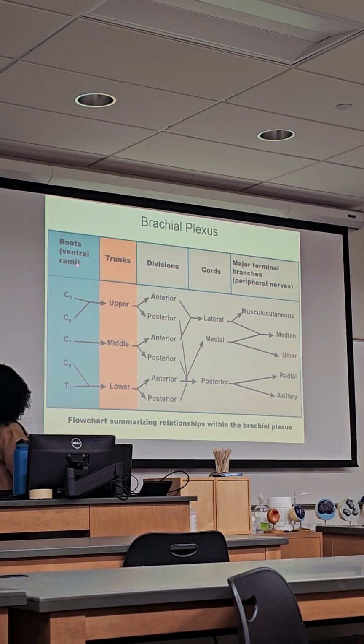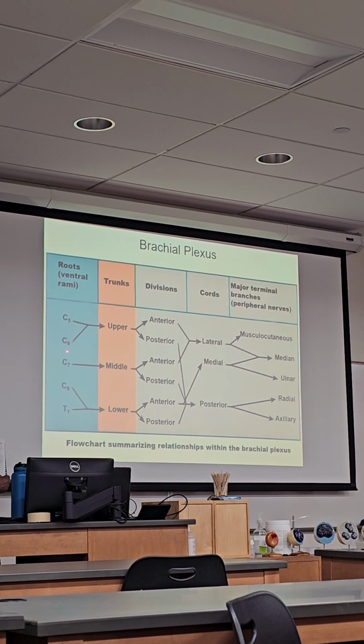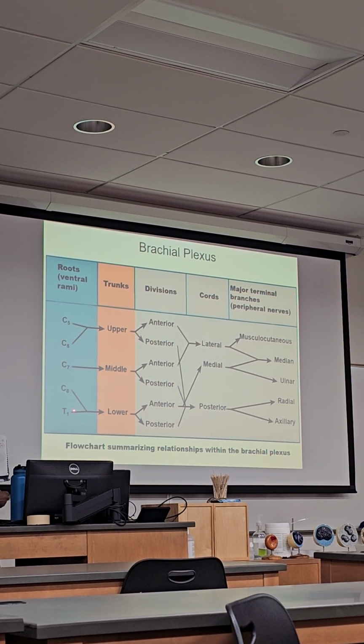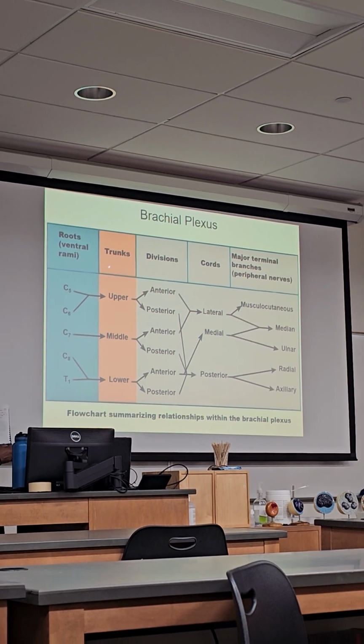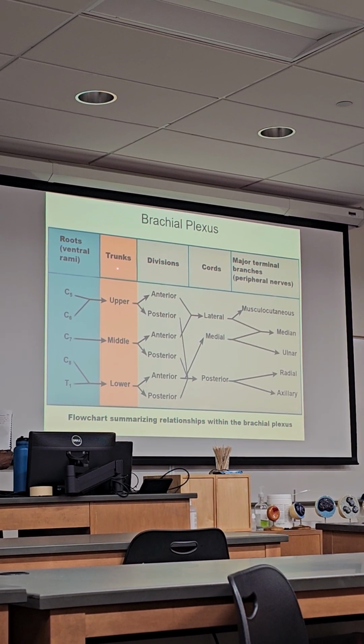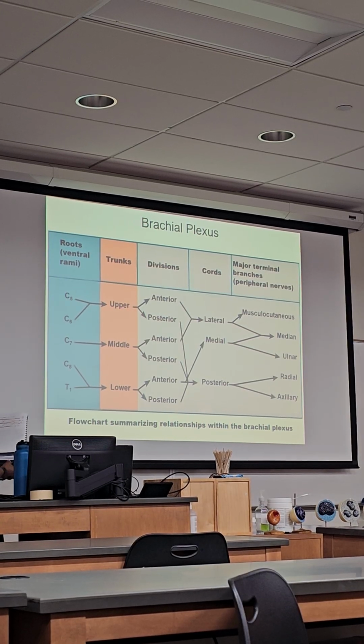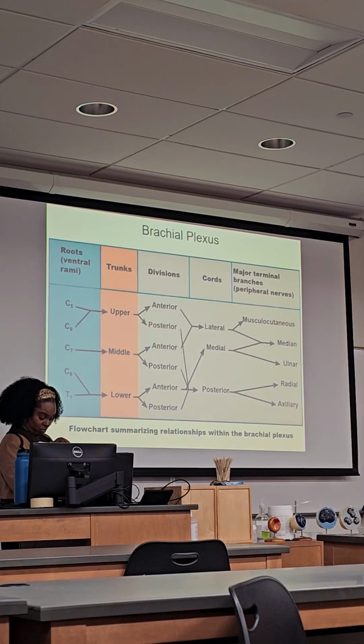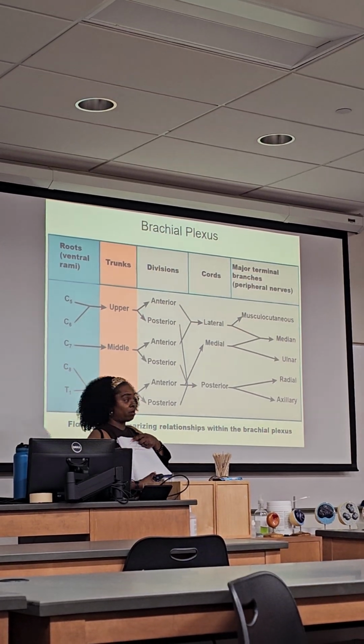So, your roots are C5 down to T1. Alright? Now, your trunks that are in red. You have your upper trunk, I would write, or you can call it superior. I wrote superior on mine. But I would write over that red line, superior or upper.